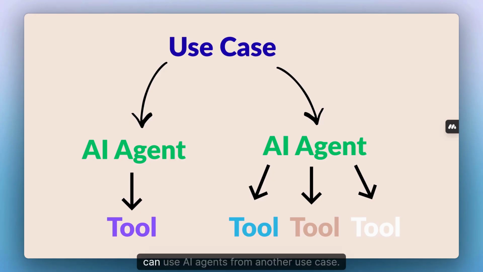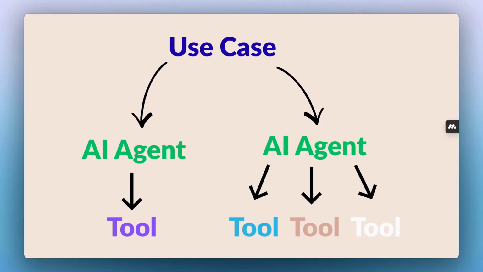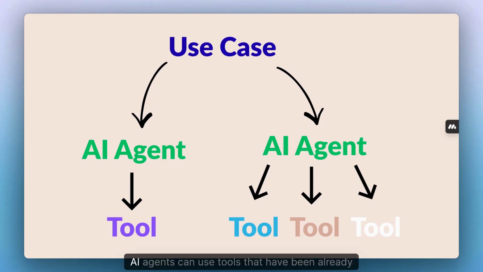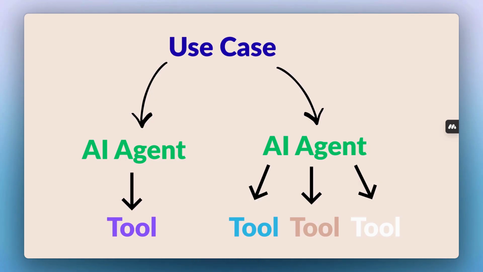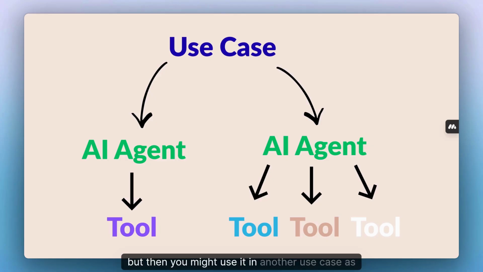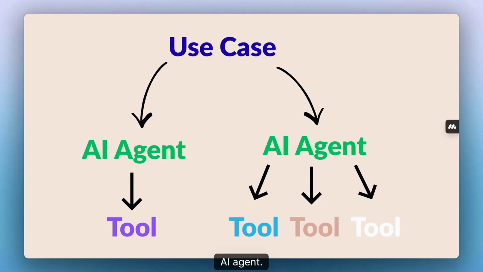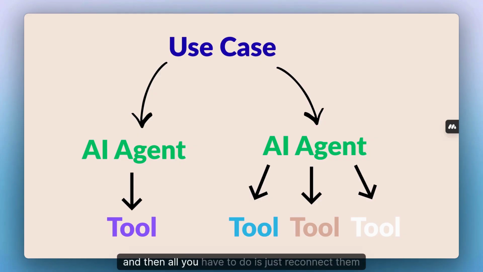Different use cases can use AI agents from another use case, and in the same way, AI agents can use tools that have already been made. So you might make a particular AI agent for one use case, but then you might use it in another use case as well. In the same way, you might make a tool to get a particular task done, but you might need that same tool for a different AI agent. Sometimes this makes it really easy to complete particular use cases because you've already made some of the tools you need in your workflows. Then all you have to do is reconnect them in a different way and get some tasks done.